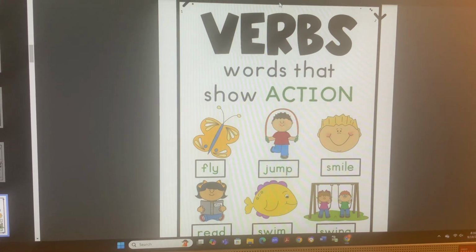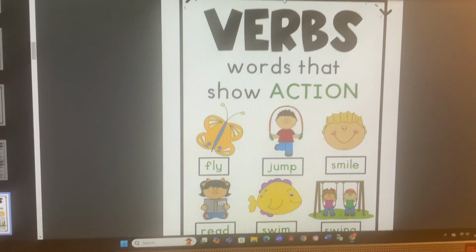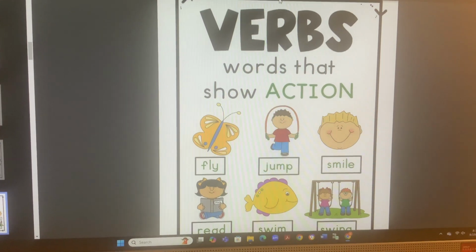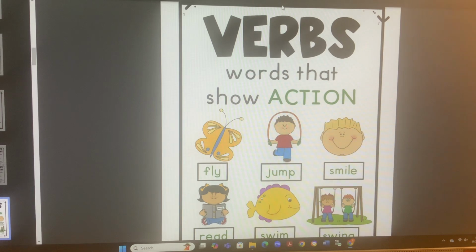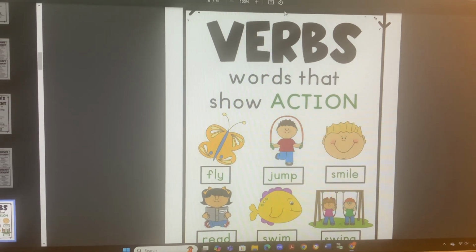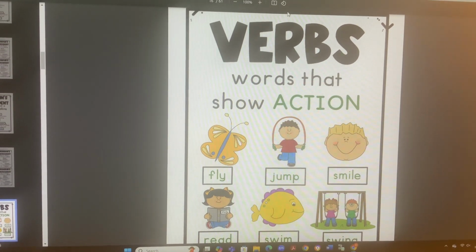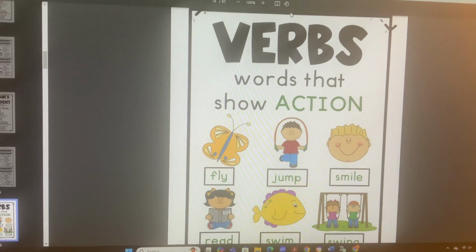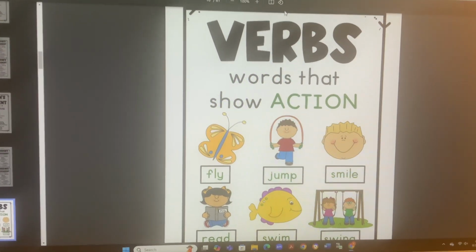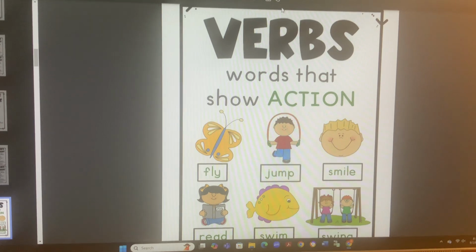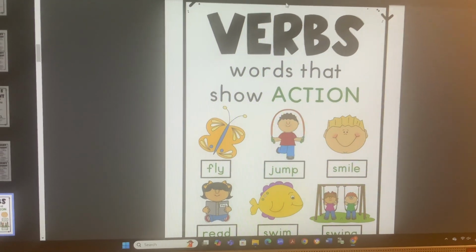So then when you go to sort, you can sort onto these anchor charts, but I would probably just sort words and then say to Max, can you do it? Is it something you can do? Oh, nope. Then is it a person? And then go through, is it a place? Is it a thing? And go through it like that.